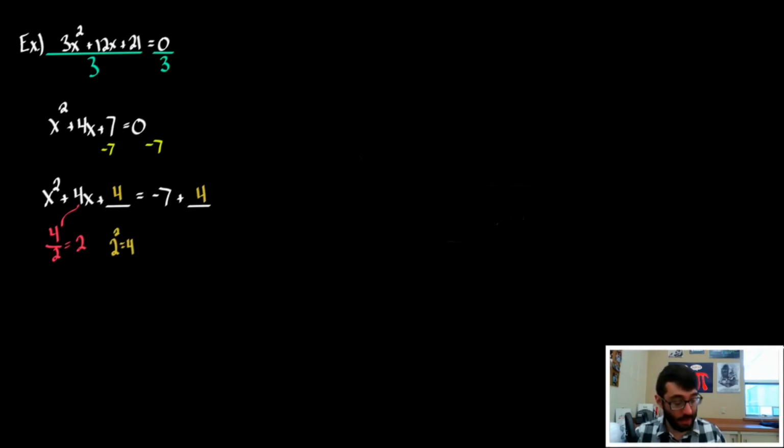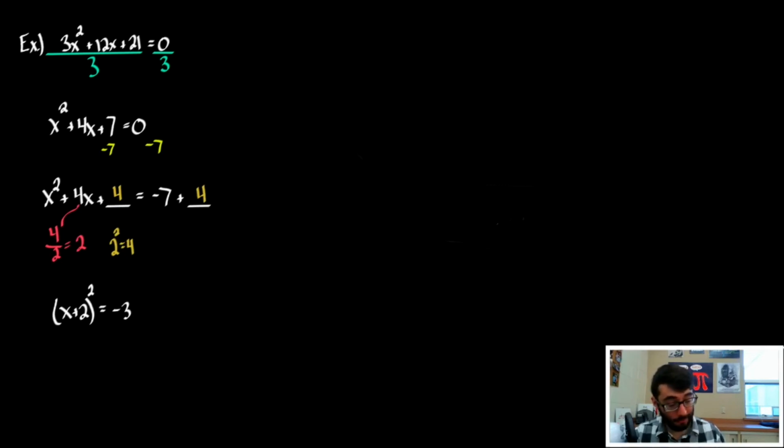We add 4 to each side, and now this is a perfect square trinomial. x squared plus 4x plus 4 can be factored to x plus 2 and x plus 2, which is x plus 2 quantity squared. So this becomes x plus 2 quantity squared is equal to negative 3.